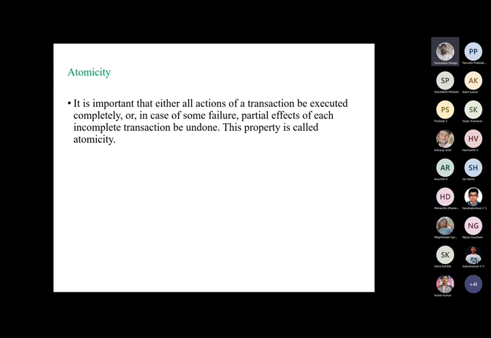So atomicity property, right? It is important that either all the actions of a transaction should be executed completely, or in some case of failure, like hardware failure, software failure, network failure, or power failure, partial effects of each incomplete transaction should be undone. So this property is called atomicity, right? You are familiar with the atomicity property in the first class itself. A transaction should occur completely or not at all, right?